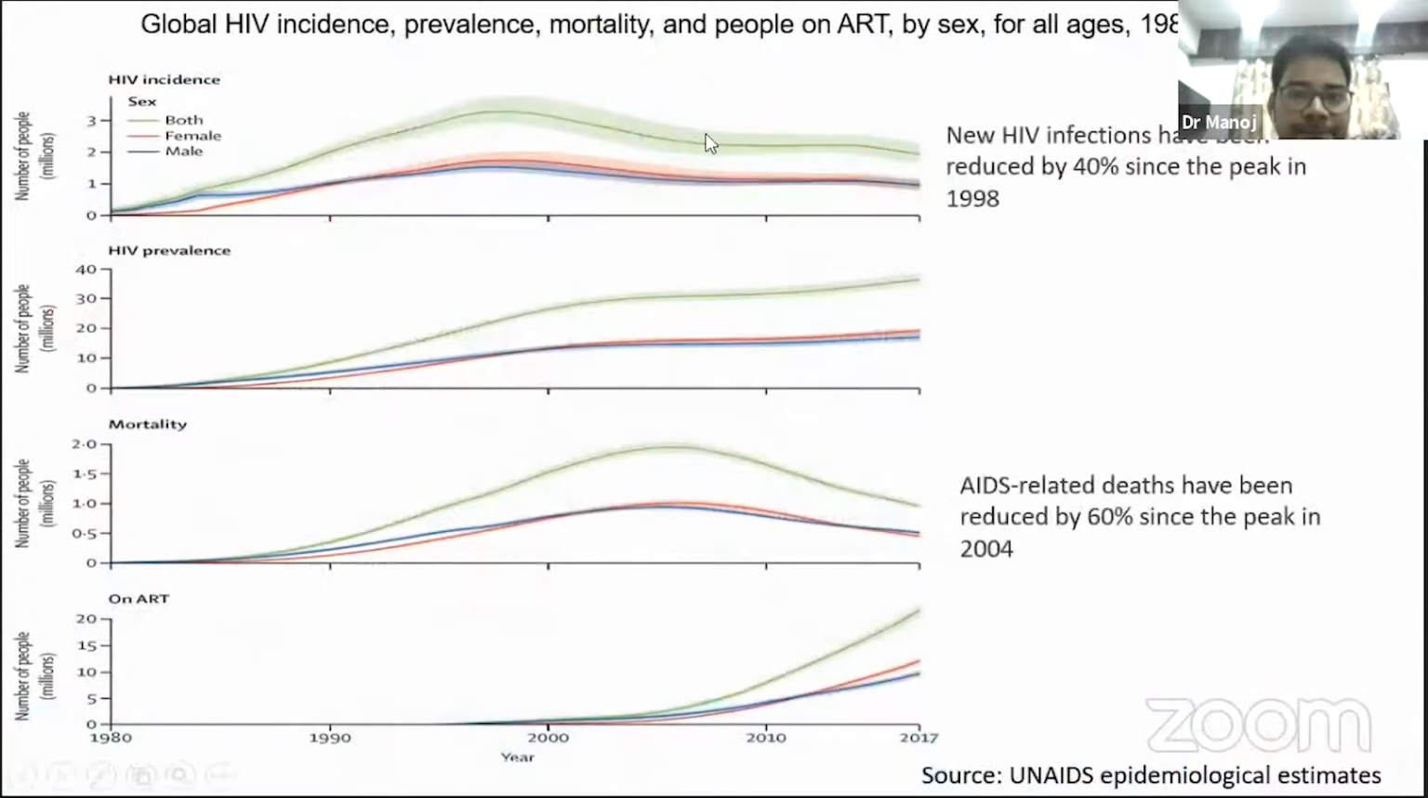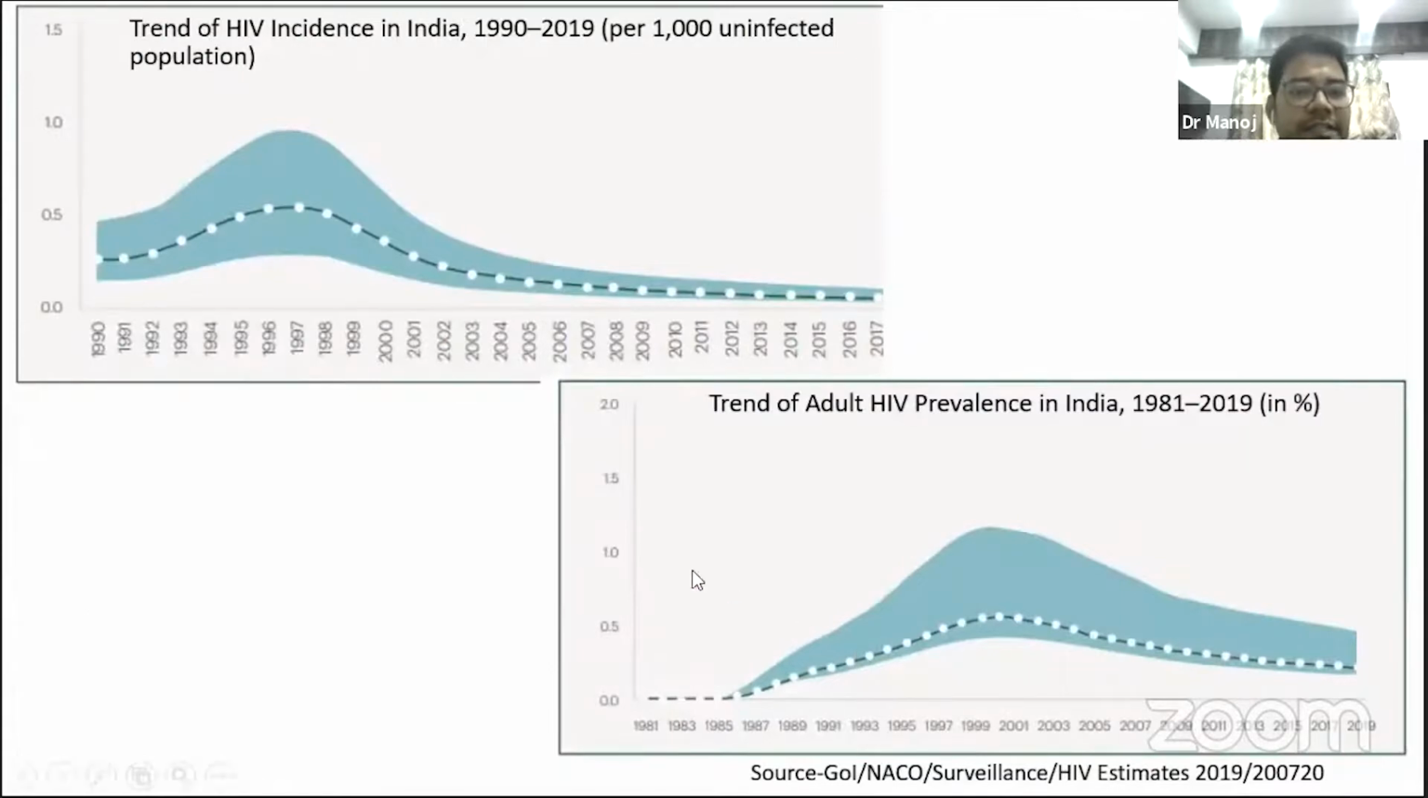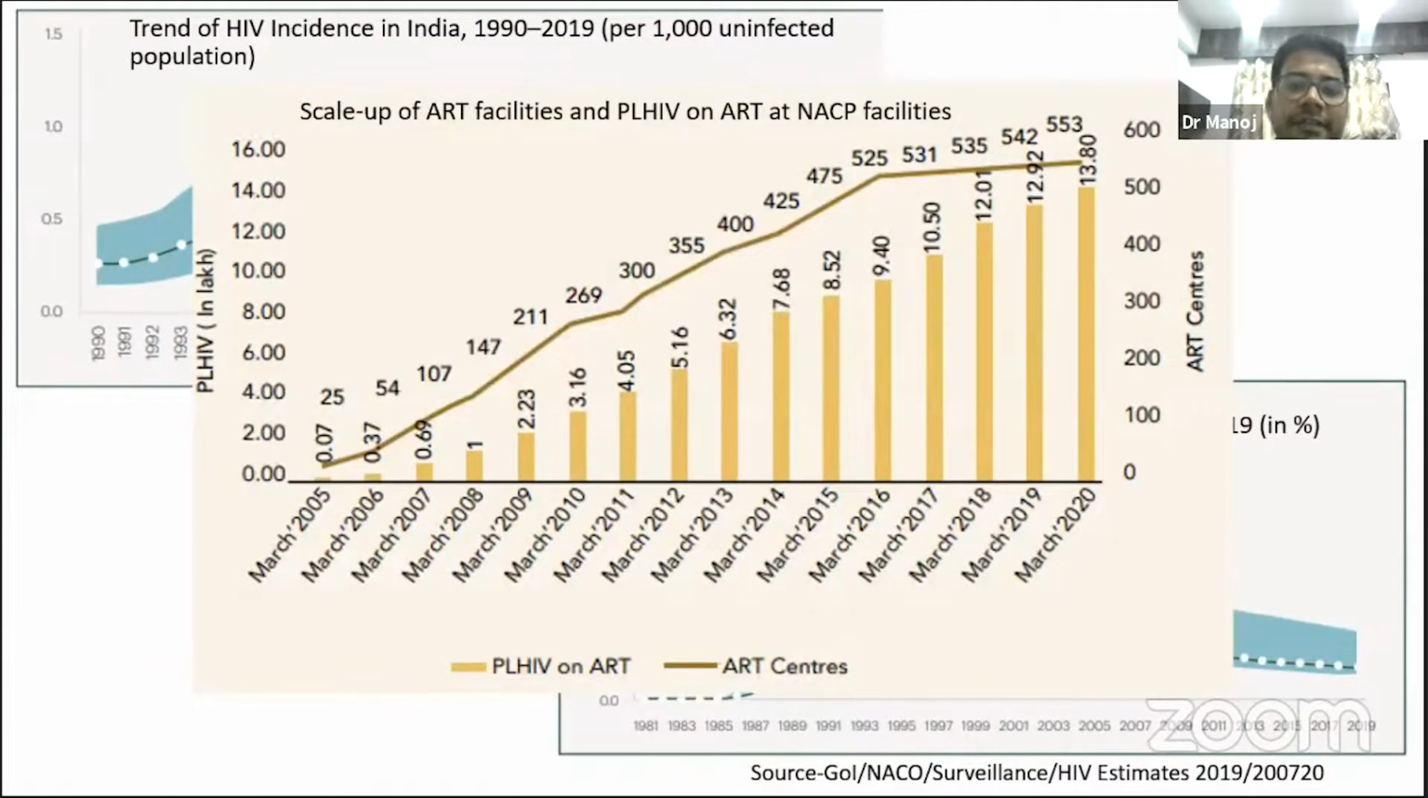If you see the global HIV incidence and prevalence, since the availability of highly active antiretroviral therapy in the mid 90s, we could see there is a gradual decrease in the incidence of HIV infection, and the new HIV infection has reduced by almost 40% since its peak in 1998, and the mortality has also reduced by almost 60% since 2004. And the global availability of ART has significantly increased. Same is the situation with India. There is reduced incidence, and the prevalence has almost flattened thanks to the availability of highly active antiretroviral therapy.